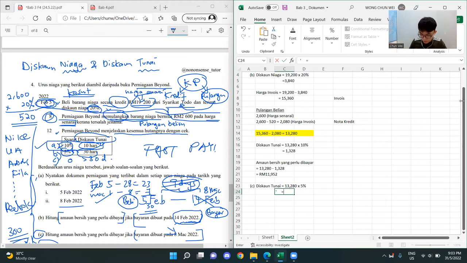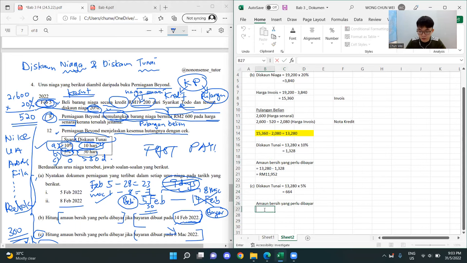So 13,280 times 5%, you get 664. 664 is the discount tunai. It is not the final amount yang perlu dibayar. It's just a discount. So if this is a discount, how much do we have to pay? The amount besar yang perlu dibayar is how much?